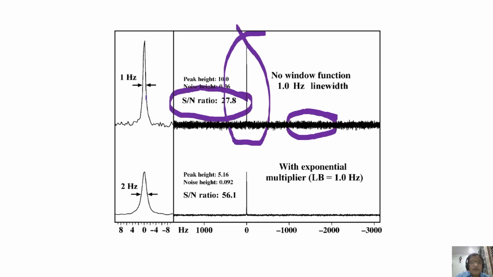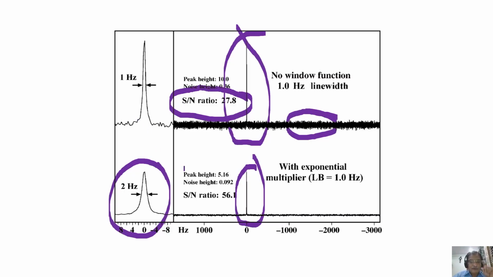Now after exponential multiplication, though you have brought in the line width, look at the signal to noise ratio, which is much better. It's almost double. Of course, you cannot do this if you have, let us say, 2 frequencies separated by 1 hertz. Then if you use a line broadening of 1 hertz or 2 hertz, they will get merged. The resolution will go bad. So you have to play with the resolution and the signal to noise ratio accordingly. So you have to properly choose the window function based on your requirement.